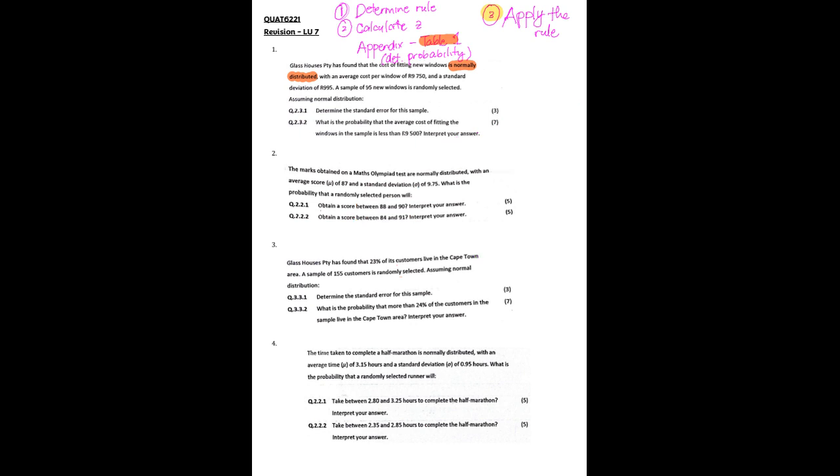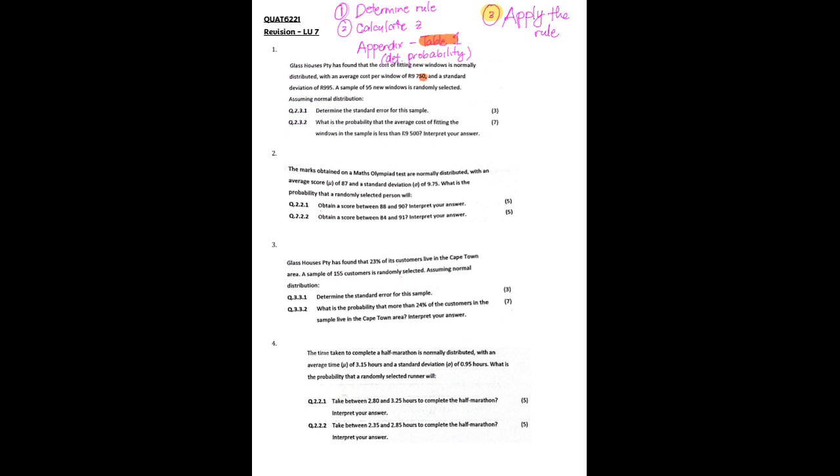So the first question said to you that Glasshouse PTY has found that the cost of fitting new windows is normally distributed with an average cost per window of 9750.